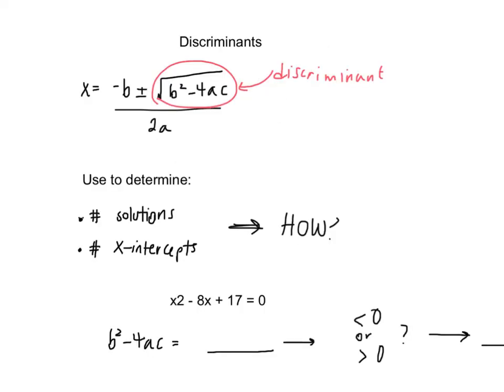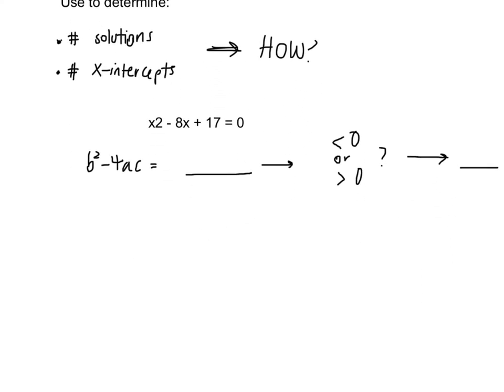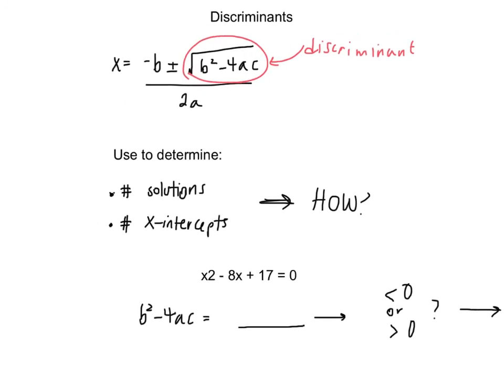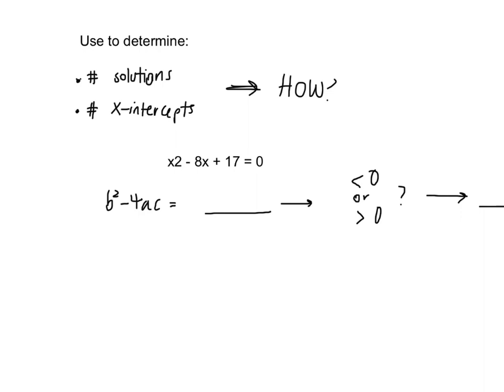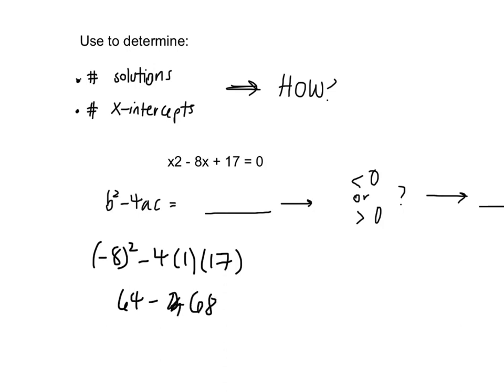So once again, this is our discriminant, and we use it to determine the number of solutions and the number of x-intercepts in a function. So how are we going to use this? We're going to use b squared minus 4ac, which is this part of our formula, and we're going to plug in the values from this problem. We have b squared, so negative 8 squared, minus 4 times 1 times c, which is 17. 64 minus, not 28, excuse me, 64 minus 68. So we have negative 4.